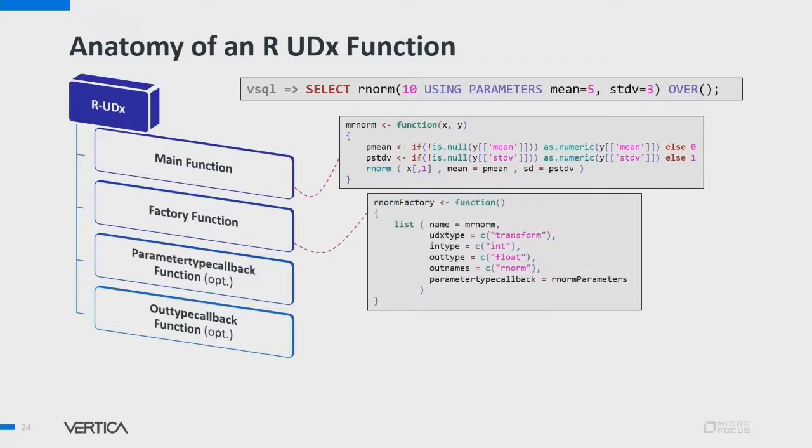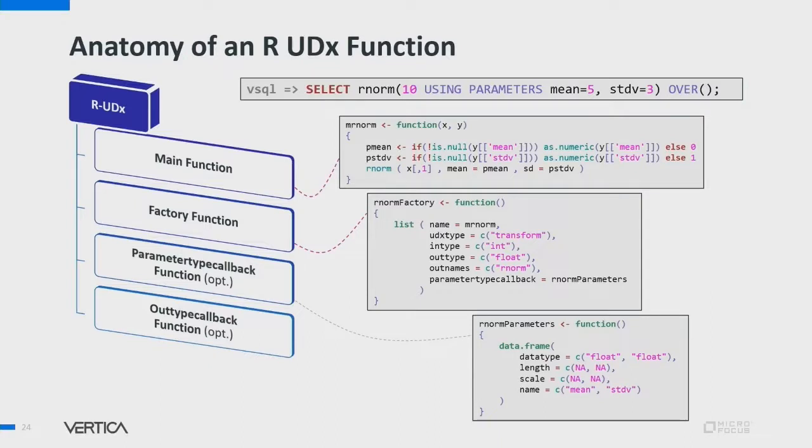Then you have to define the factory function. As you can see, there are similarities. The main function corresponds to the main class of the function. The factory function corresponds to the factory function classes for other languages, and there you define what is the type of the UDX, what are the input and output parameters, and also you are referring to your main function. If your UDX is taking some parameters, you have to define a parameter function, and it is in this code snippet. So you're defining the parameter names and types.